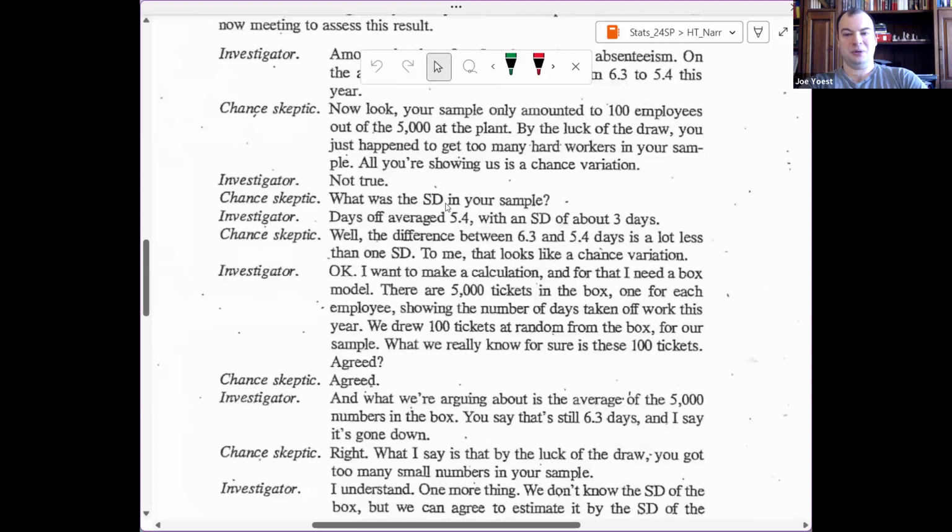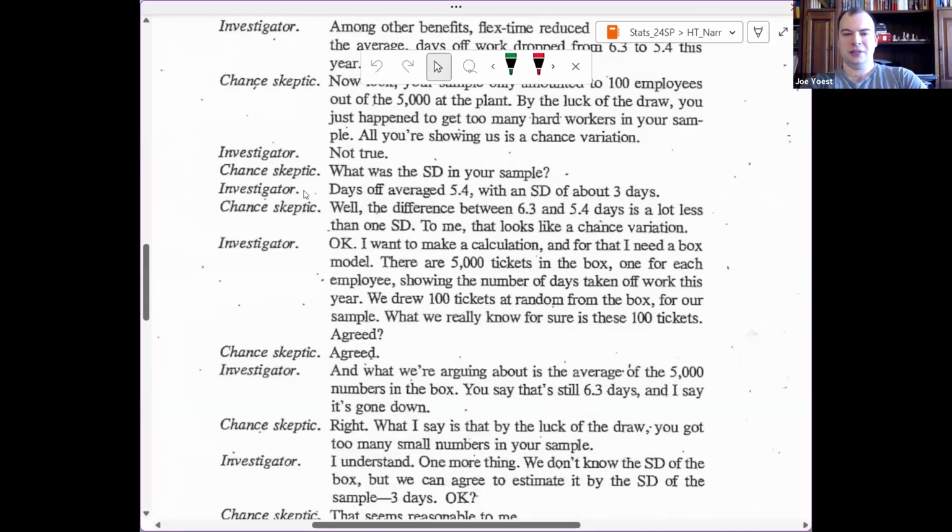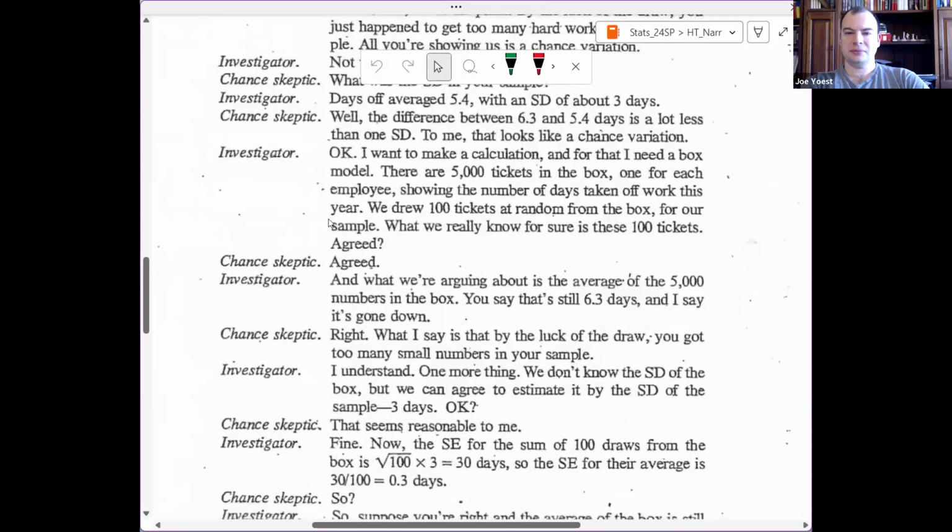The chance skeptic says, what was the standard deviation of your sample? Investigator: days off average 5.4 with a standard deviation of about 3 days. Chance skeptic says, well, the difference between 6.3 and 5.4 days is a lot less than one standard deviation. It's about, say, a third of a standard deviation. To me, that looks like chance variation, right? Getting a 1/3 of a standard deviation event wouldn't be surprising at all.